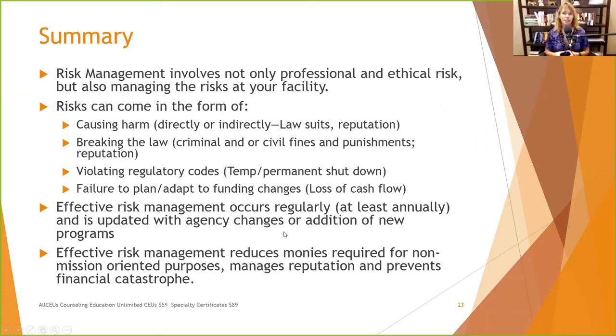Effective risk management occurs regularly, at least annually for your smaller clinics, and is updated with agency changes or addition of new programs. Effective risk management reduces monies required for non-mission oriented purposes like paying out on lawsuits, manages reputation, and prevents financial catastrophe.